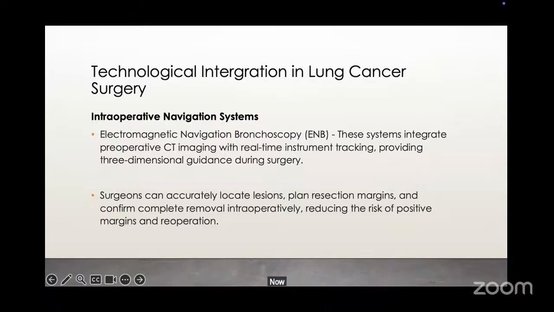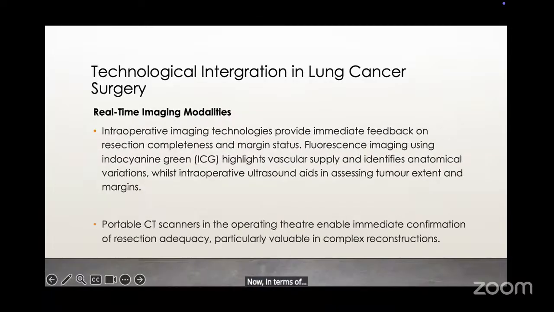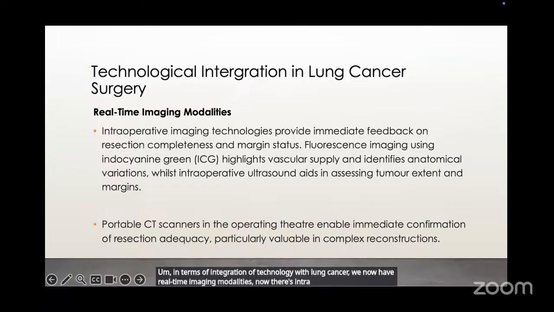Now, in terms of integration of technology with lung cancer, we now have real-time imaging modalities. Now, there's intraoperative imaging techniques, which provide immediate feedback on resection completeness and margin status. And a few of these would have been mentioned in Dr. Hunt's presentation as well. Fluorescence imaging using indocyanine green highlights the vascular supply and identifies anatomical variations, while intraoperative ultrasound aids in the assessment of tumor extent and margins.